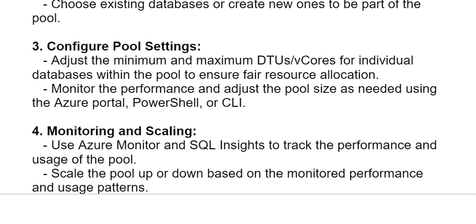Monitoring and scaling. Use Azure Monitor and SQL Insights to track the performance and usage of the pool. Scale the pool up or down based on the monitored performance and usage patterns.